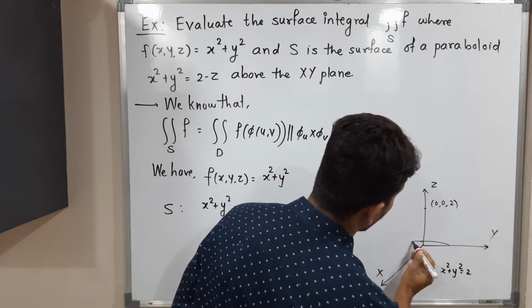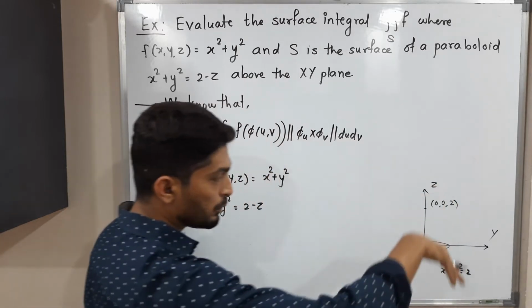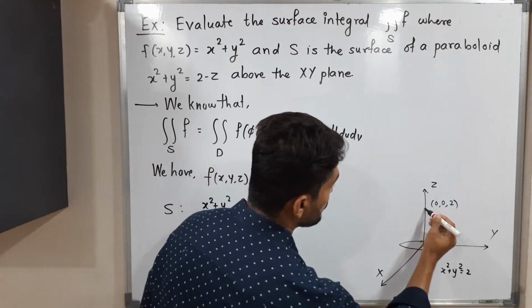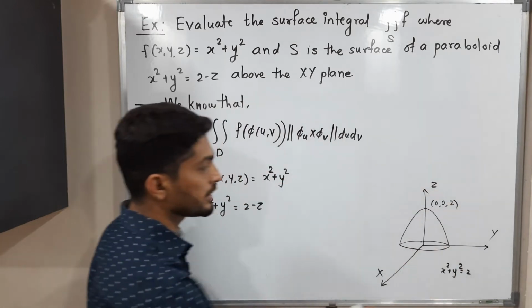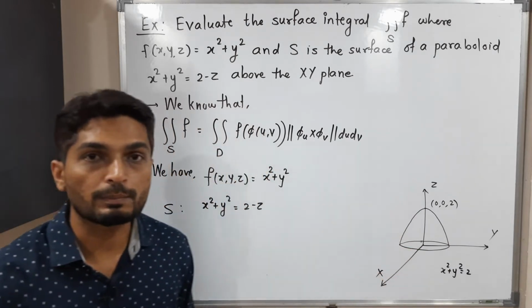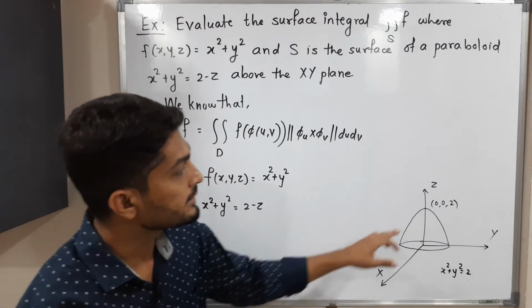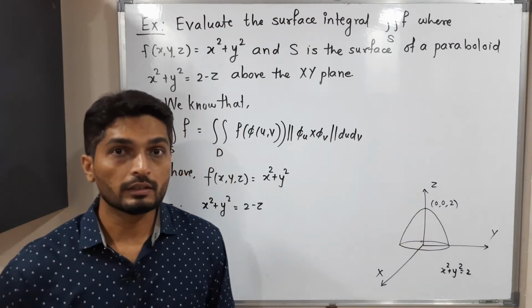Let me draw it properly. This type of circle we have, and our paraboloid is in the direction of the negative z axis. So our paraboloid will be like this. It is in the direction of the negative z axis around the z axis, and it cuts the xy plane in this circle, x square plus y square is equal to 2, and it cuts the z axis at the point 0, 0, 2. So in this way we got the paraboloid.